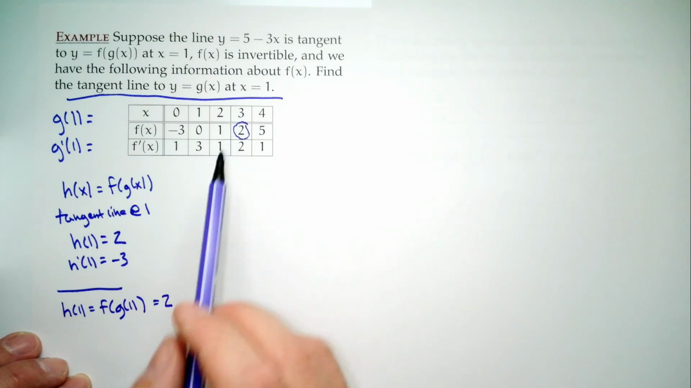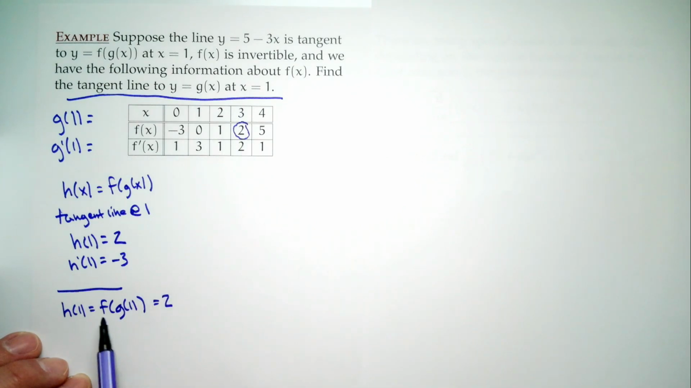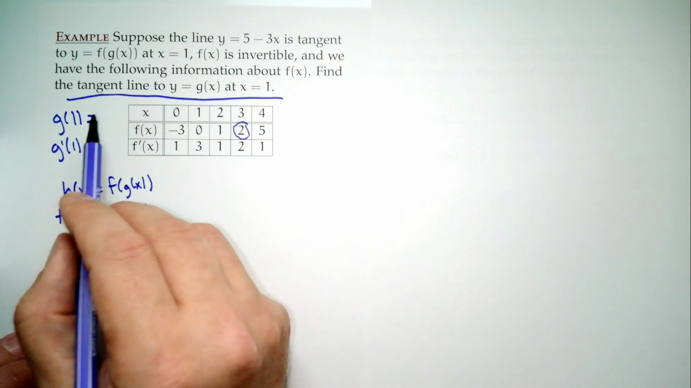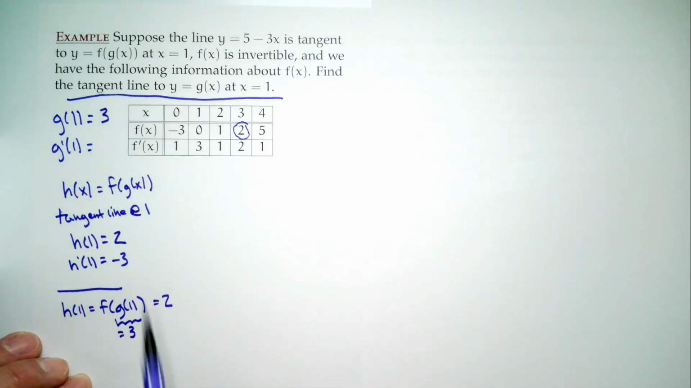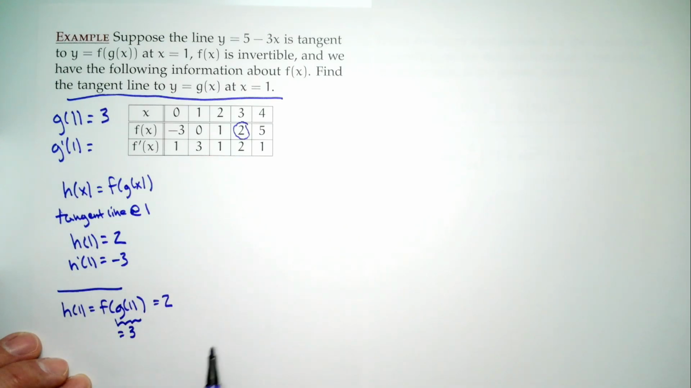What input do I have? 3. That says, in order for f of something to be 2, my something, this inside, had better be 3. So we now know what g of 1 is. g of 1 is 3. But that's not enough. We need g prime of 1, so we need to use the fact about h prime of 1.